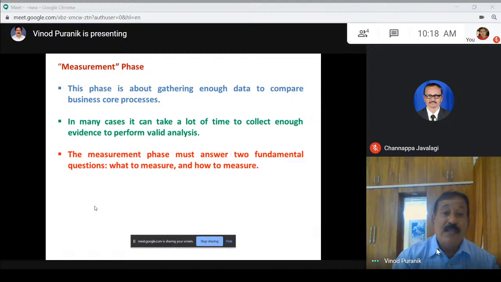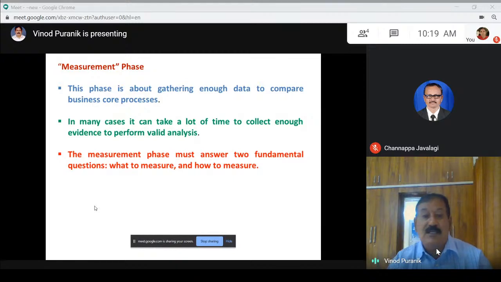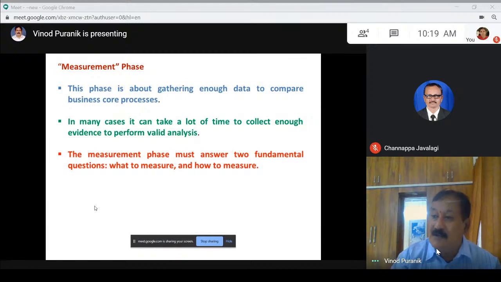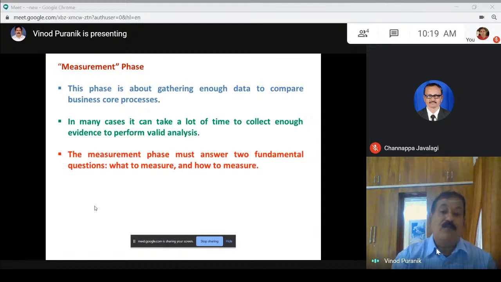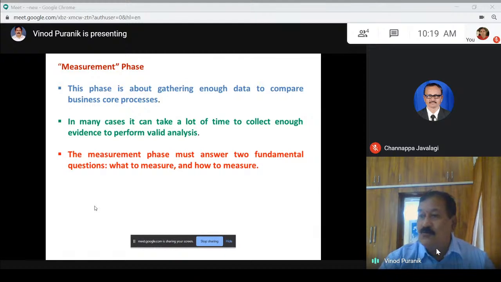Okay. Then we come to the measurement phase. So once you define what the problems are and how we are able to solve the problems, the second is how you are going to measure that. So this particular phase is gathering enough data to compare the business core processes. What is more important is how you are going to collect the information. Whatever data you collect should help us come up with some solution. In many cases it takes a lot of time to collect enough evidence to perform a valid analysis. So again, the very important questions to ask are what to measure and how to measure.